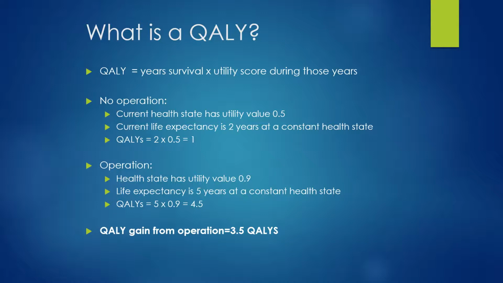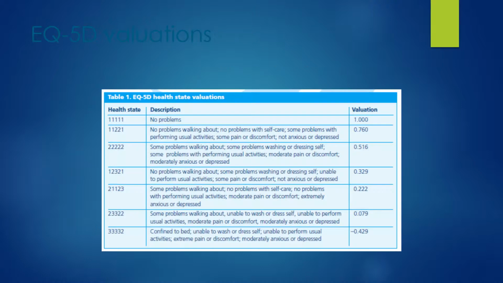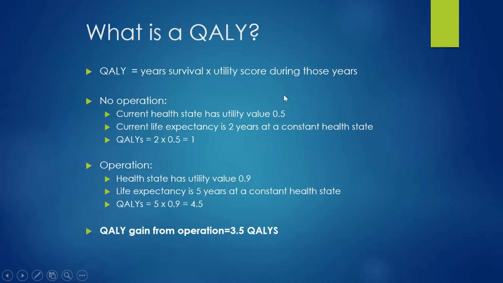And then we have the quality of life utility score, which is this. So as you can see, 0.76, 0.516. So what you do is you multiply the total survival with that utility score and it gives you QALY. So for example, let's assume that if we don't do any operation on a particular health state, then the utility value is 0.5 and the current life expectancy is 2 years, and the QALY is 2 times 0.5, which is 1. So one quality adjusted life year is the QALY if we don't do anything.